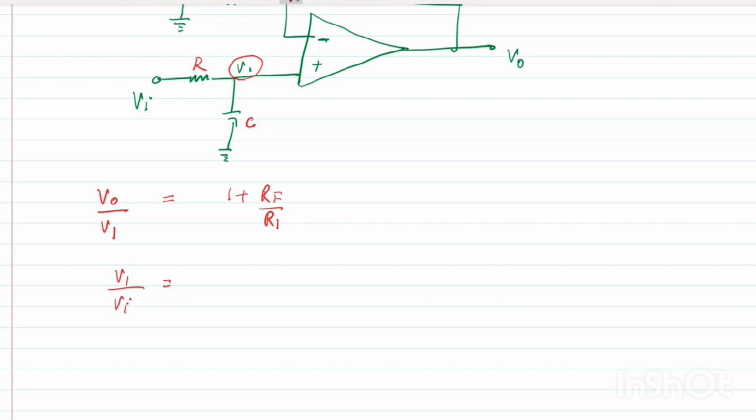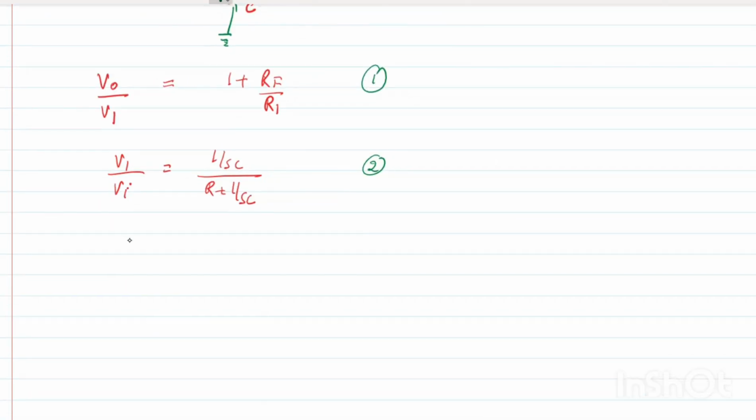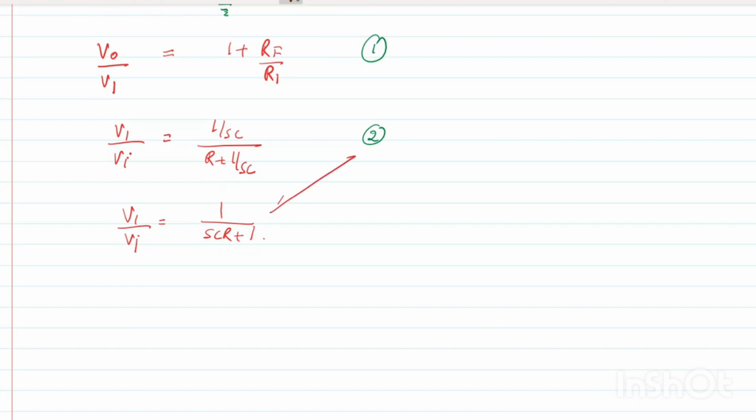What is V1 upon VI? You have to apply the voltage division rule. अभी हमने निकाला था 1 upon SC upon R plus 1 upon SC. V1 by VI. So this is your equation number 1 and this is number 2. Number 2 को हम लोग वापस लिखते हैं. V1 upon VI equals to 1 upon SCR plus 1. Right? Now, putting this 2 in 1.